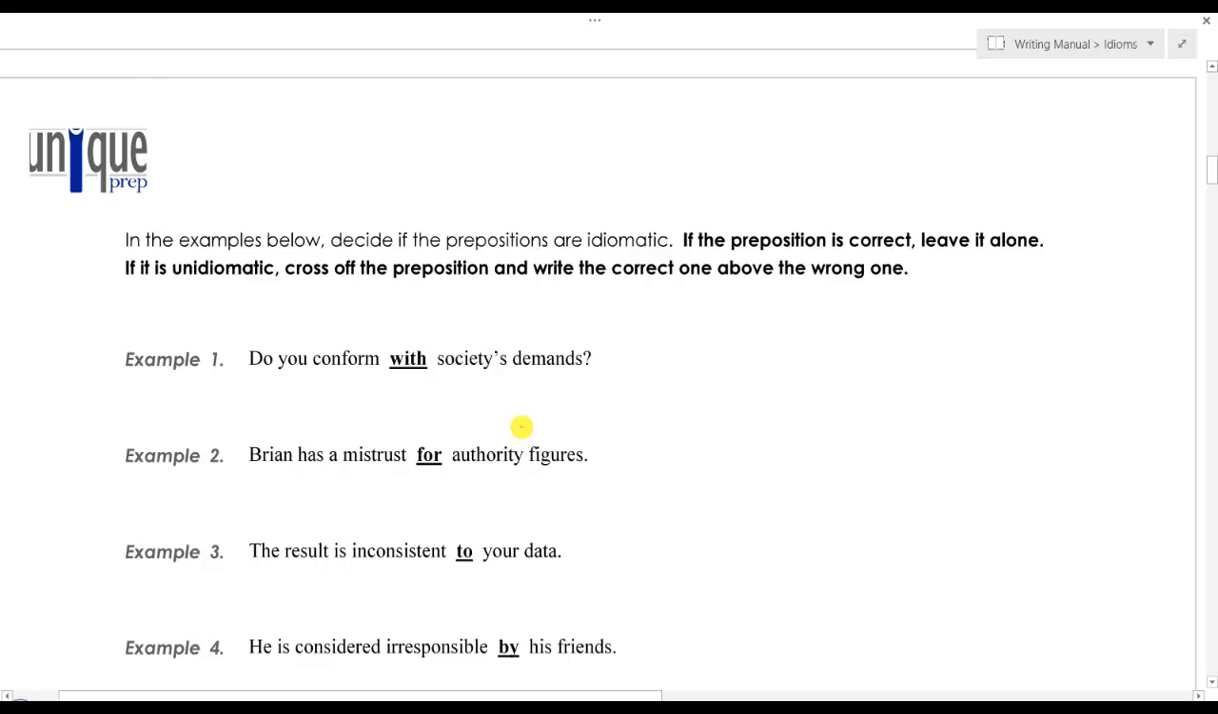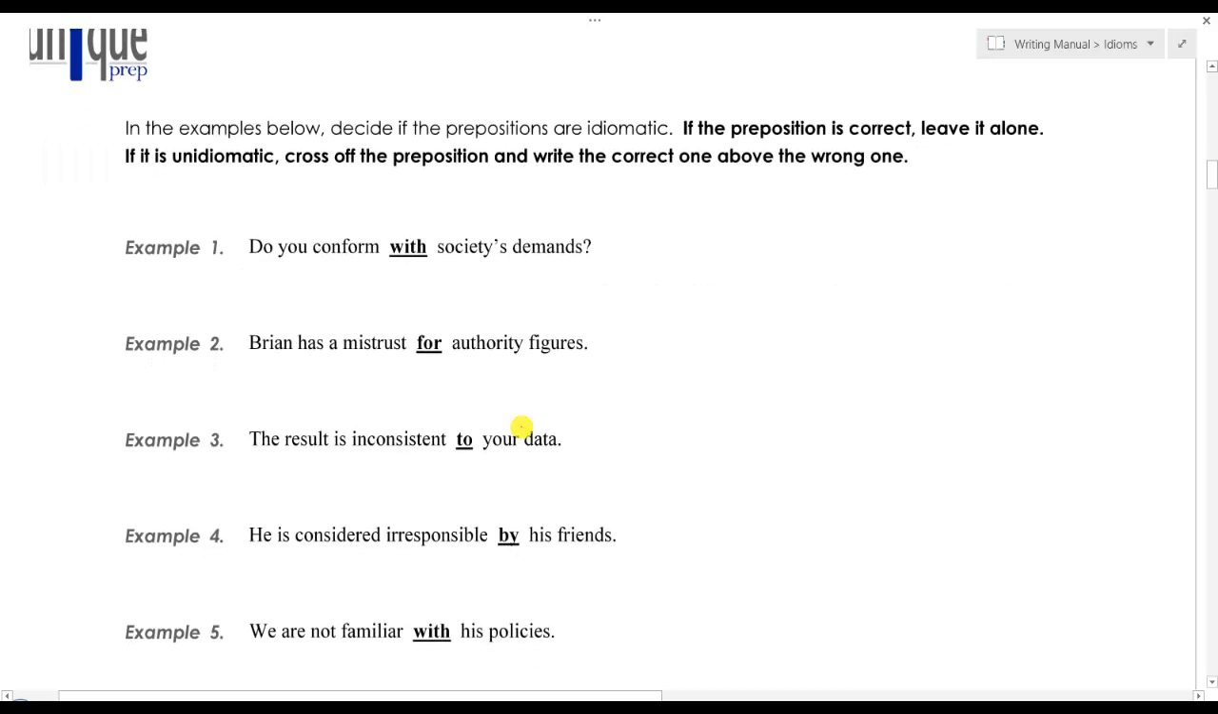On the next page, we have a bunch of examples. What you are going to do is look at the underlined preposition. That's your tip-off clue. You are going to ask yourself if that preposition sounds correct. Again, that's pretty much the only way you can do idioms, is by asking yourself if something sounds correct. Ask yourself if the underlined preposition sounds correct. If it is, and some of these are correct, so you will be leaving some of these alone. If the preposition is correct, leave it alone. If it is not, change it to what you think the preposition needs to be changed to.